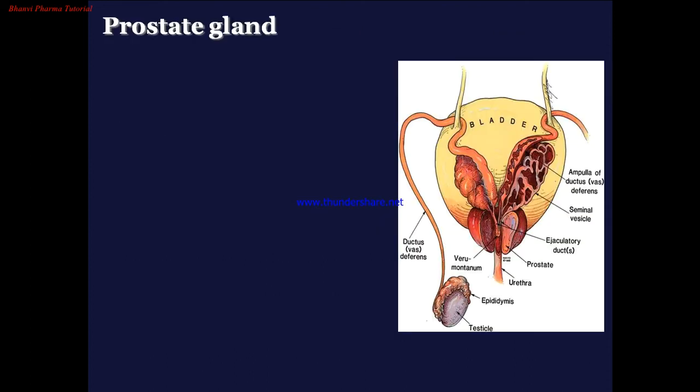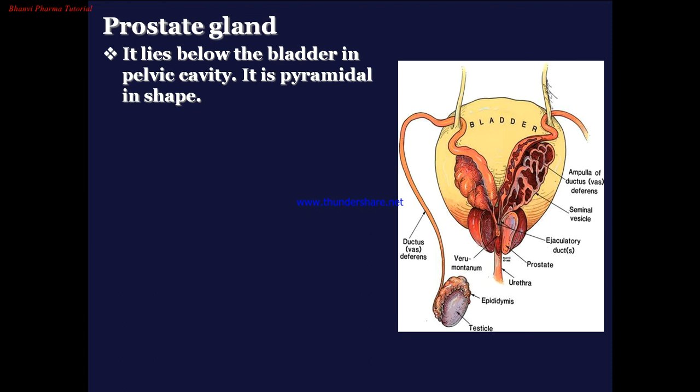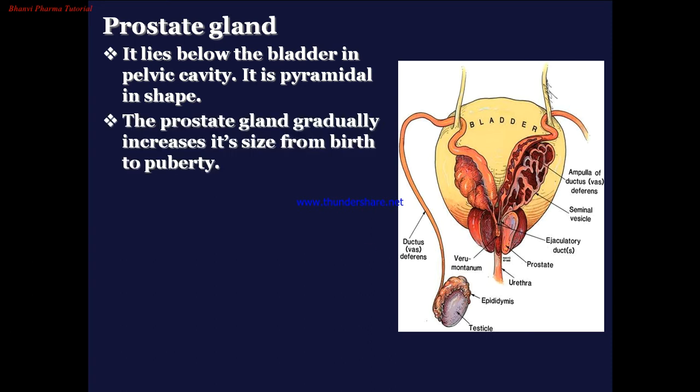Next one is the prostate gland. What is the prostate gland? It lies below the bladder, situated in the pelvic cavity. It is pyramidal in shape. The prostate gland gradually increases its size from birth to puberty.